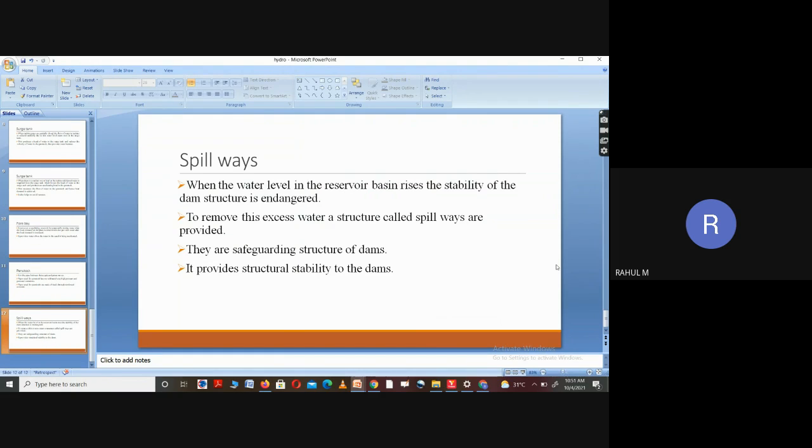So spillways are actually a setup which is made to open when there is an excess of water inside the dam. They are safeguarding structures for the dams, and again, they provide structural stability to the dams. Okay, so these are the basic components associated with hydro power plants. I hope it is clear.